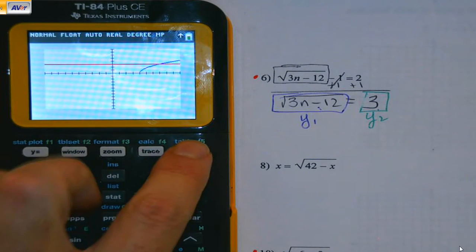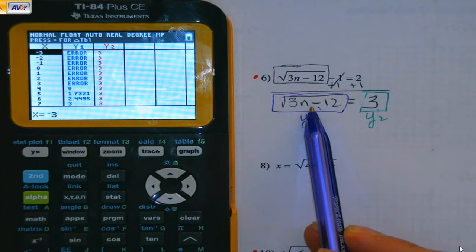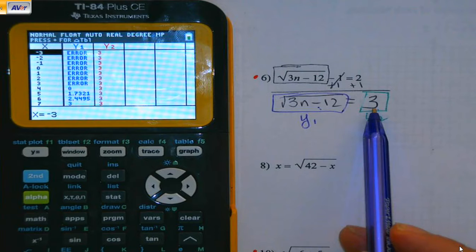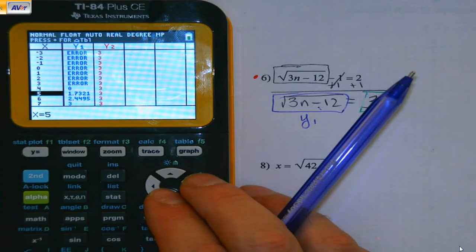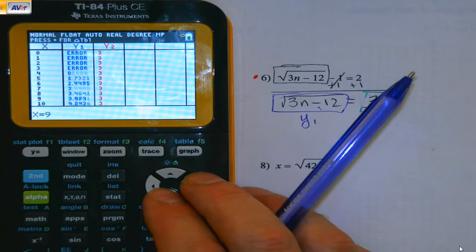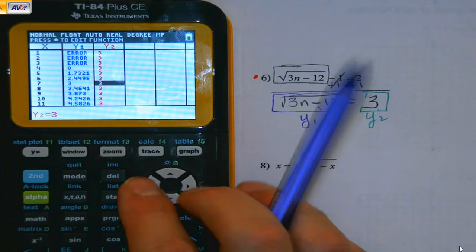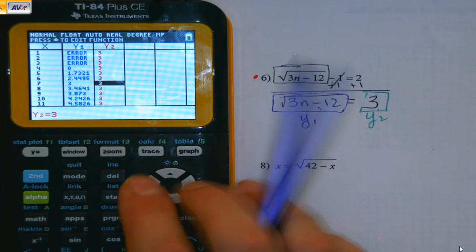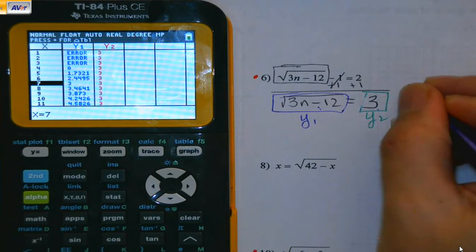So if I hit second graph to get my charts up, okay, y1 is my values from this, my square root of 3n minus 12. My second column is pretty easy to tell. It's all 3's. So we talked a little bit yesterday. If I start to scroll down, what I'm looking for is a place where the y values are the same. Once I find that, that's not my answer. The x value there is.